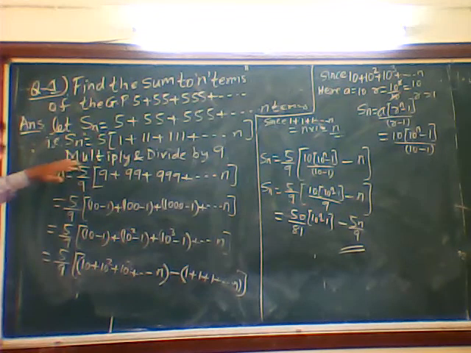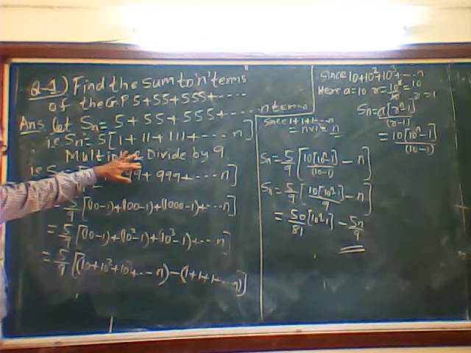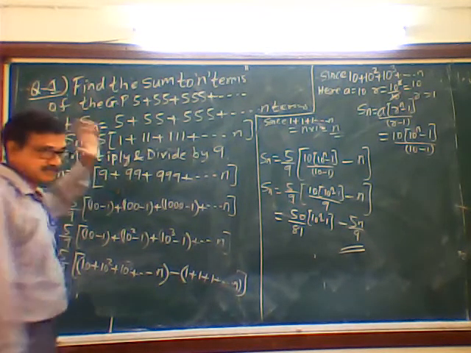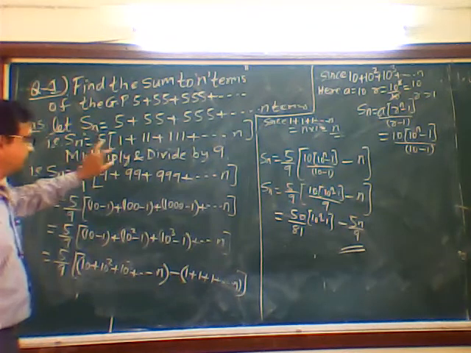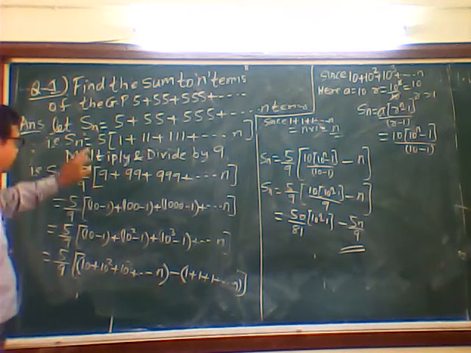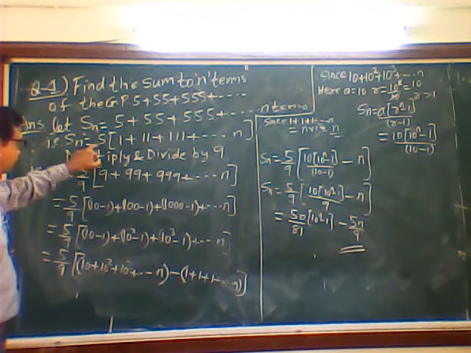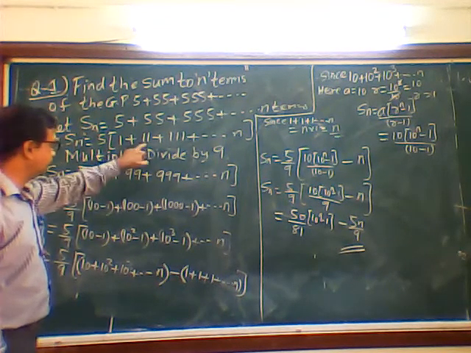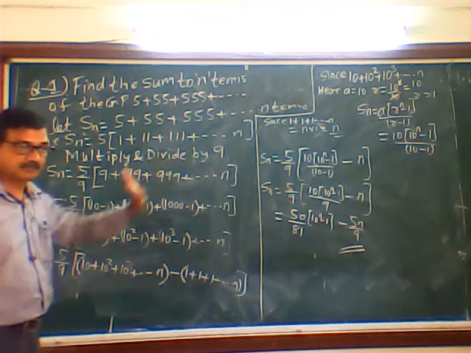Fine. Then I said there is one method here. You don't go beyond that. Just remember, for whichever problem it is, every time it will be multiplied and divided by 9. So multiply and divide by 9. That is, 5 outside divided by 9, and multiply by 9: 9 into 1 is 9, 9 into 11 is 99, and that way you have to multiply.